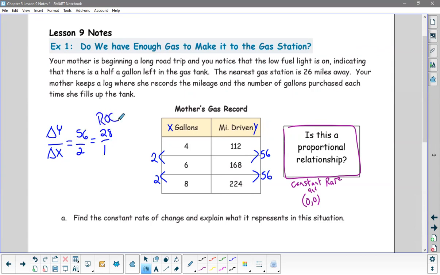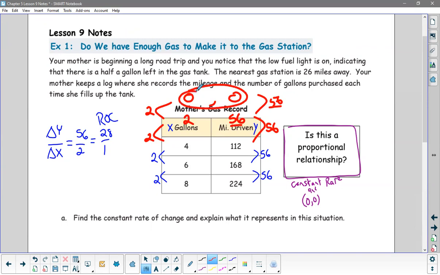So it does have a rate of change, but that's not enough. It doesn't have to just have a constant rate of change. It also has to go through 0, 0. So if I extended this a little bit, right, I'm at 4. And if I continue to go by 2s, this would go back to 2. And if this changed by 56, I'd go back to 56. If I go back one more time by 2, I end up at 0. If I go back by 56 again, right, 56 minus 56 gets me to 0. And look at that, 0, 0.